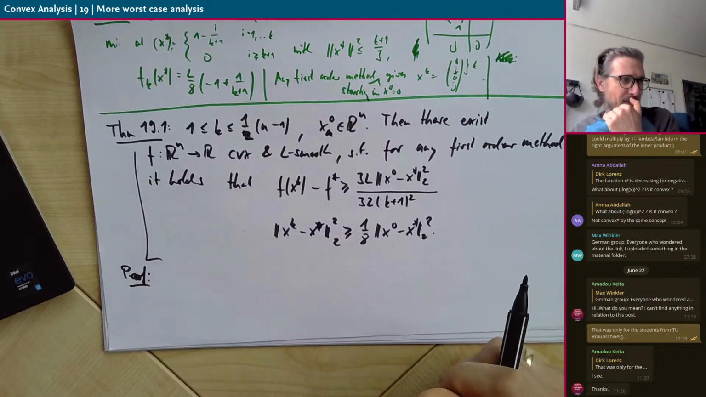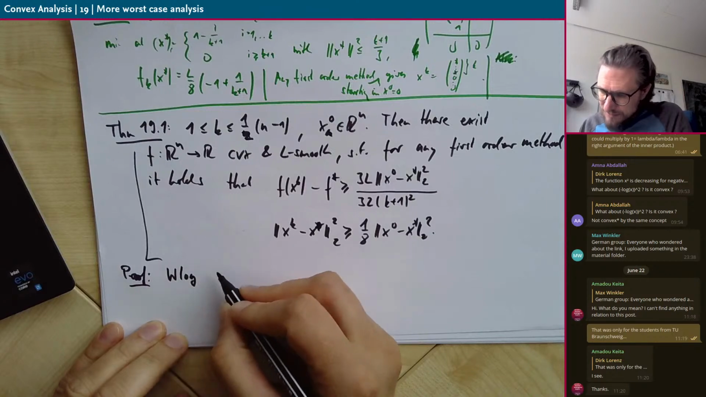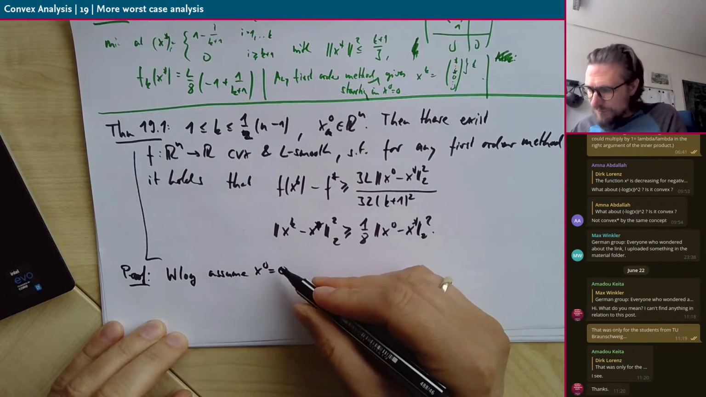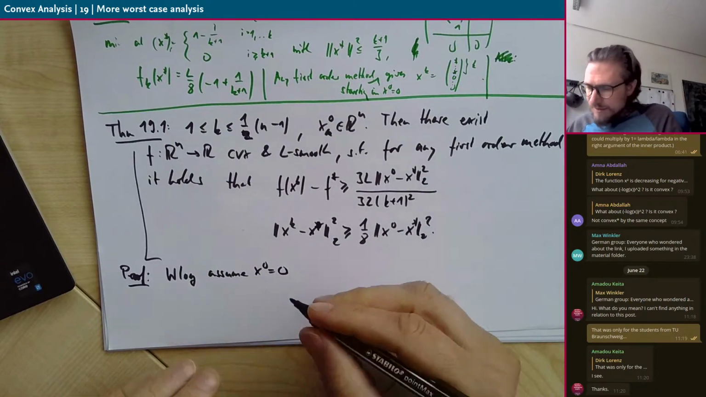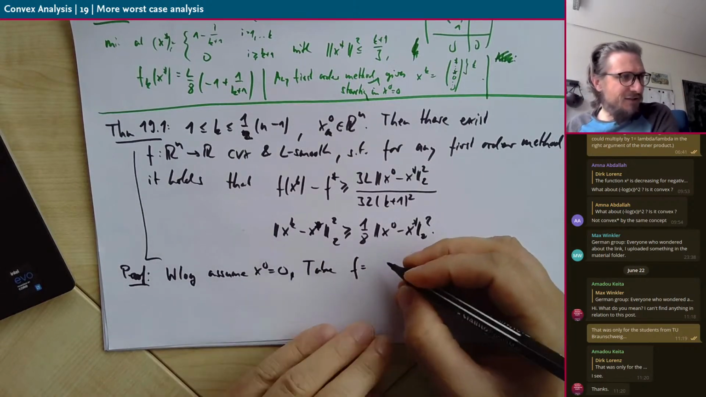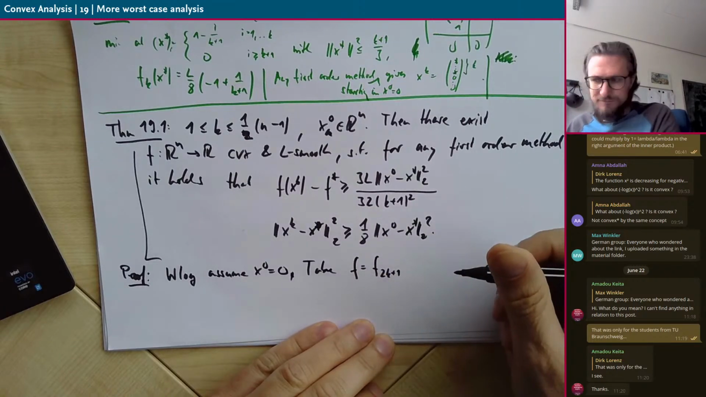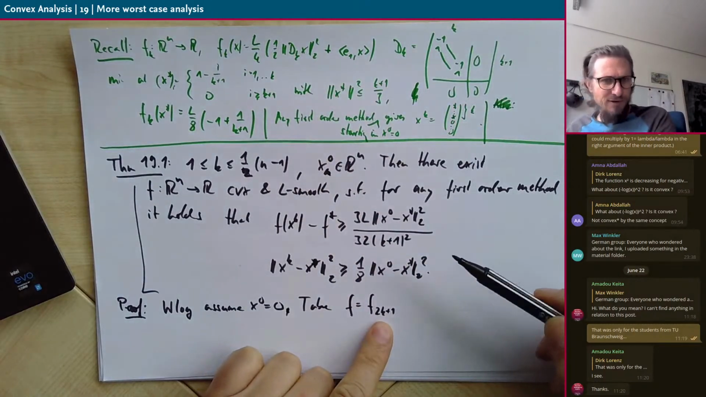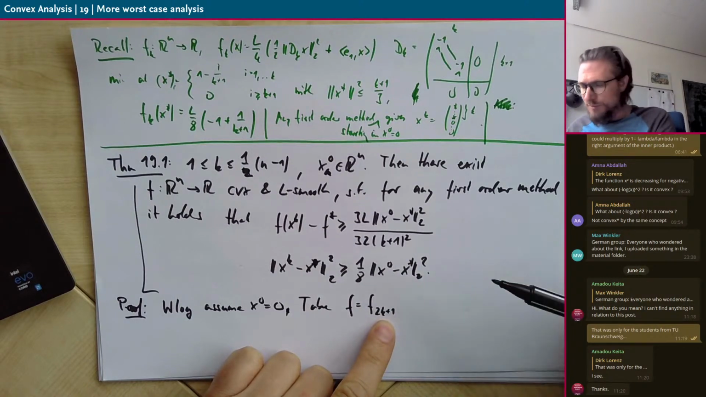So let's prove that. So first, without loss of generality, assume x0 to be 0, and if this would not be the case, you could just shift the f by x0, then this would be the case. And then we take f as the function f_{2k+1}. So exactly this function from here, but not with k, but with 2k plus 1. And that works because 2k plus 1 is still less than n, and that's still fine what we're doing here.